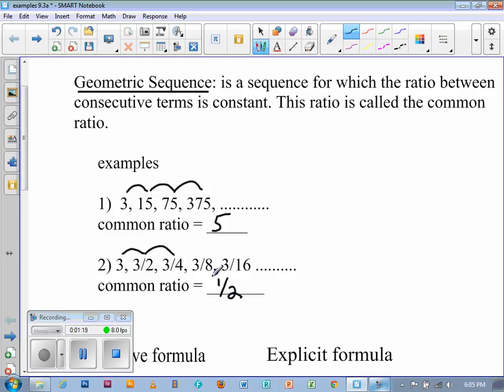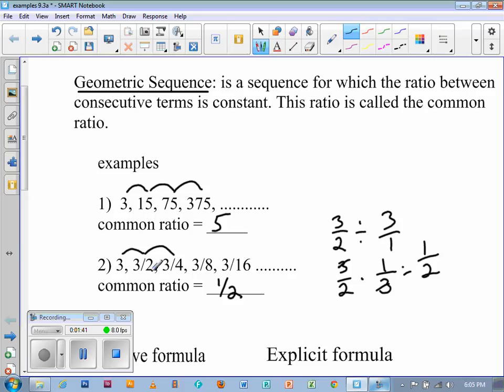3/2 divided by 3 is going to be, well, let's just show you. If I did it without a calculator, this is how I would do it. 3/2 divided by 3 is the same thing as multiplying by the reciprocal, 1 over 3. We're going to multiply 3 over 2 times 1 over 3. The 3's cancel out, and we end up with 1/2.